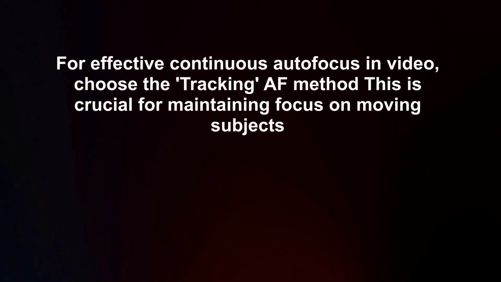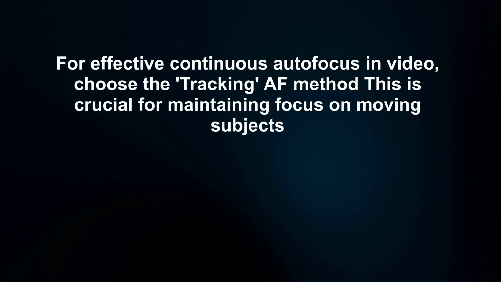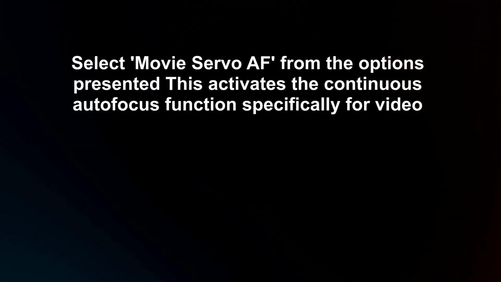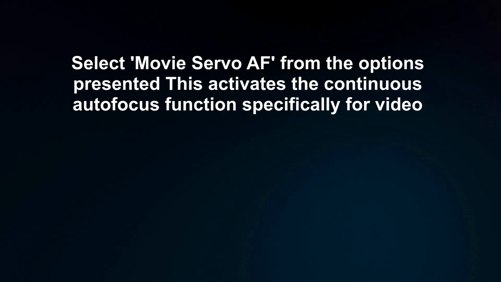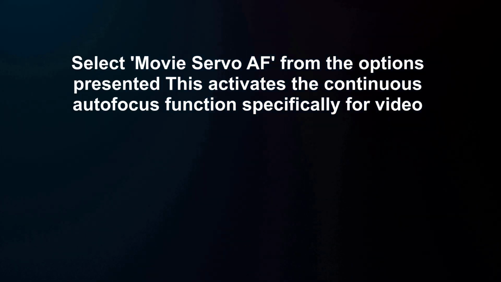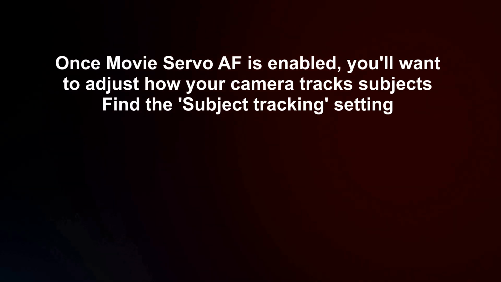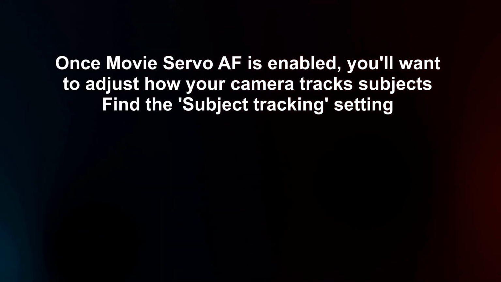This is crucial for maintaining focus on moving subjects. Next, go back to the AF tab and look for Movie AF. Select Movie Servo AF from the options presented. This activates the continuous autofocus function specifically for video. Once Movie Servo AF is enabled, you'll want to adjust how your camera tracks subjects.